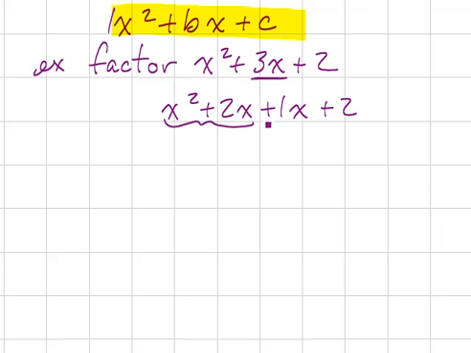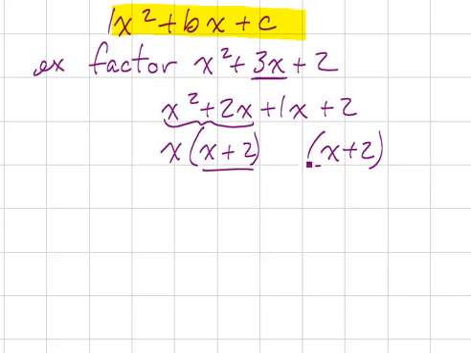Look at these two terms. What's common? The x's. What's left over? Well, what do I multiply x by to get x squared? It has to be x. What do I multiply x by to get positive 2x? It has to be 2. And I know that whatever that bracket is, the other one has to be the same.